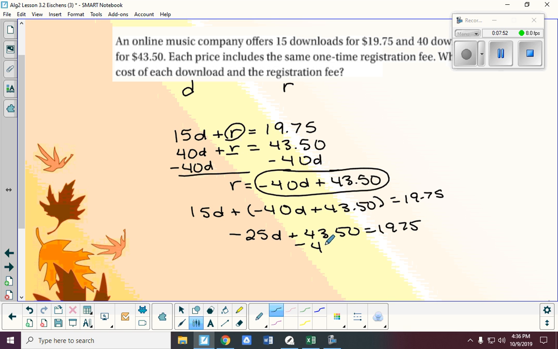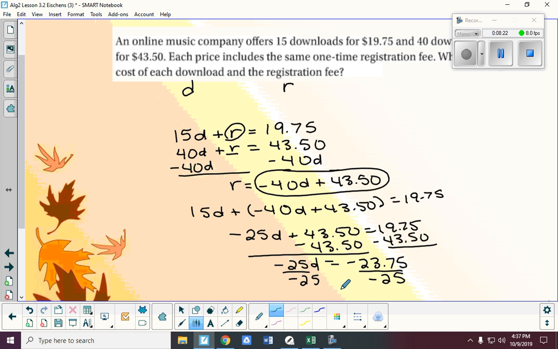And so we subtract. So you have negative 25d equals, let me just double check here, a negative 23.75. And if we divide both sides by negative 25, we find that d is equal to 95 cents. So the cost of each download is 95 cents.